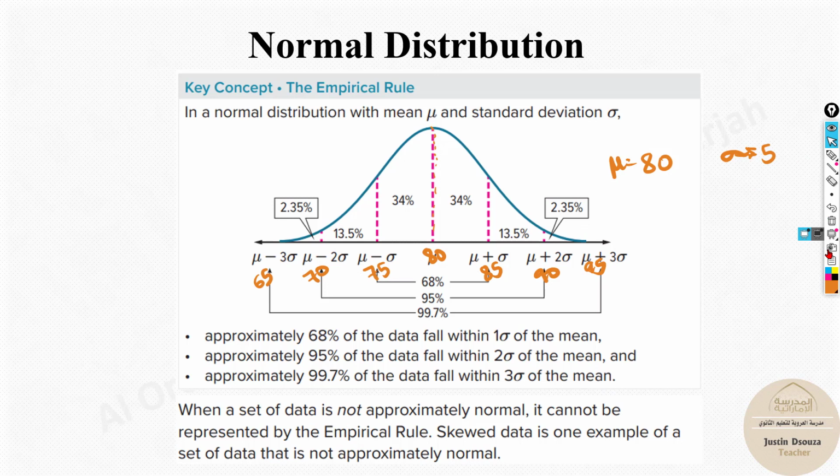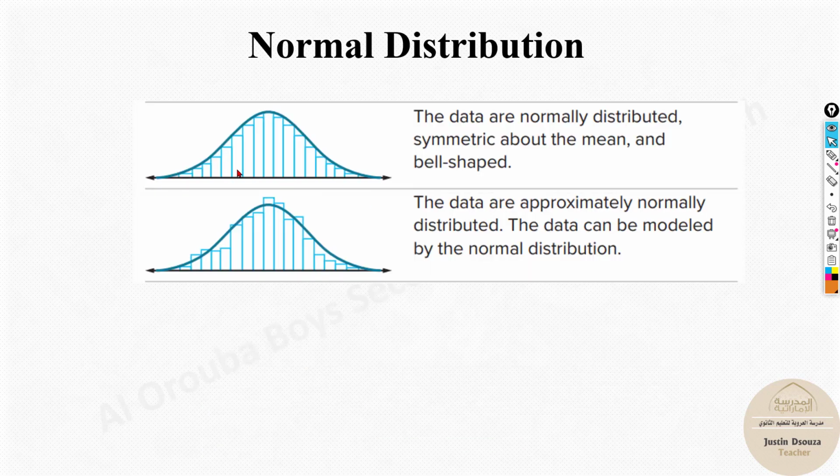Now, one more thing: when the set of data is not approximately normal, like skewed data, for example, then you cannot use this normal distribution. The empirical rule with this percentage cannot be used. Here you can see, if it's data like this, which is normally distributed or not exactly normally distributed but similar to it, then it's okay.